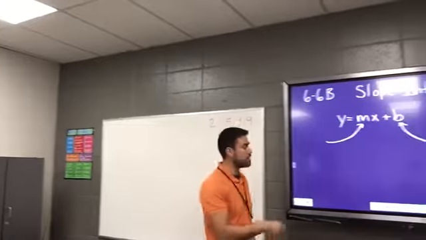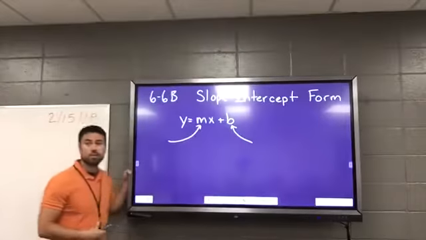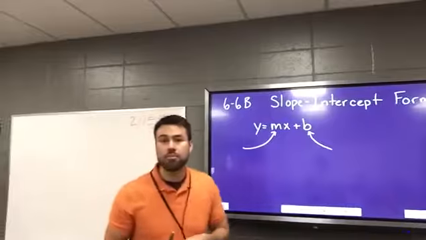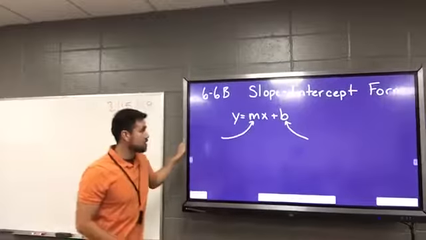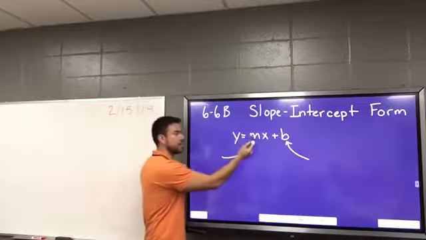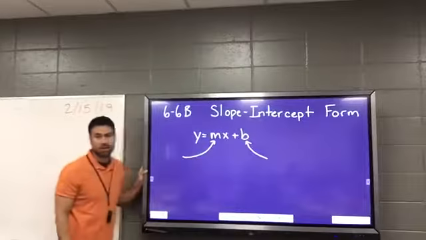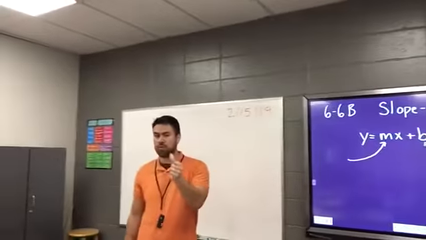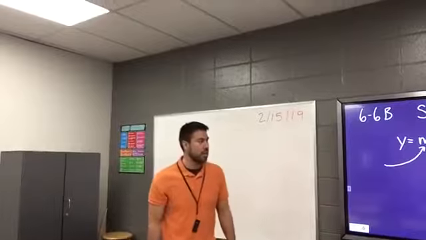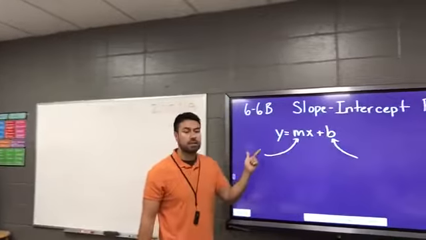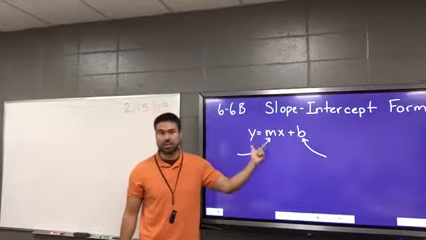So we're talking today to start off with slope-intercept form. And the slope-intercept form is y equals mx plus b. You have to memorize that. You must know when I say slope-intercept form, y equals mx plus b. But there are two parts that you need to know about that equation, about that form.